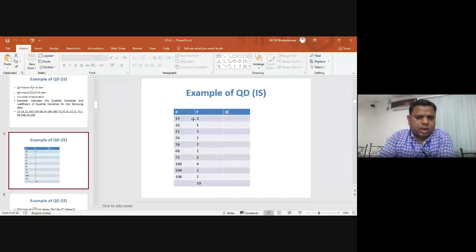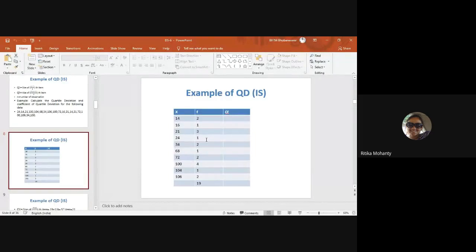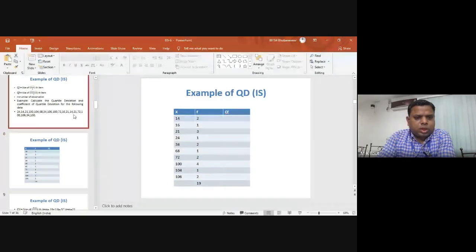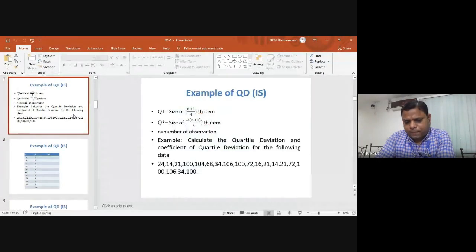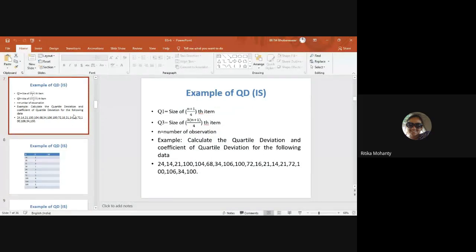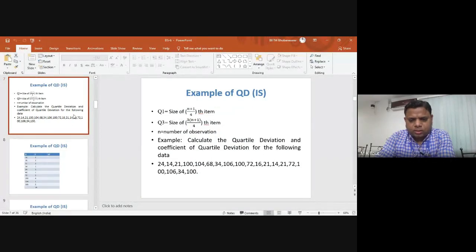Just see in your data tables. 14 appears 2 times. 16 appears 1 time, that's why I wrote 1 here. Similarly, 21 appears 3 times. 24 appears, sorry, 1 time. Sir, can you show the previous slide, please? You have not finished the data. Sir, finished, but just one number is left. That is 100.